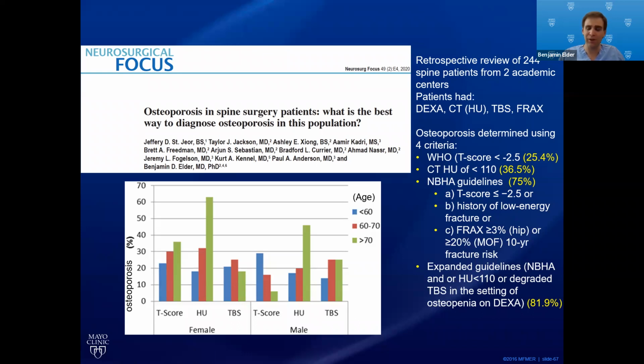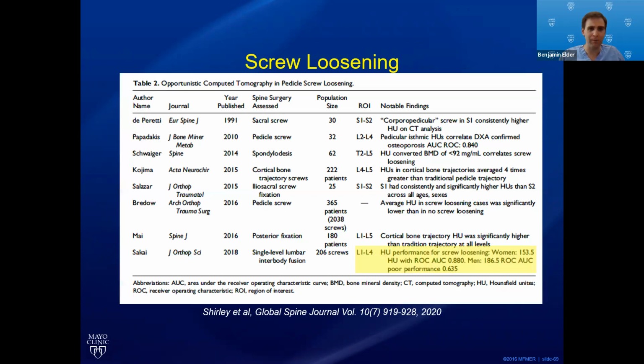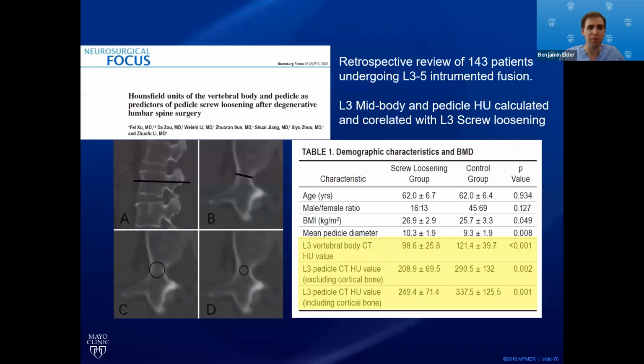So you want to do every possible thing to identify patients who may have issues. And does having this bone density information really help us or help predict outcome? So again, this was a review looking at rates of screw loosening. And they found that with patients with screw loosening, if we looked at those with Hounsfield less than 153 in the female population, we found almost all the patients had screw loosening, compared to less than 187 in the male population.